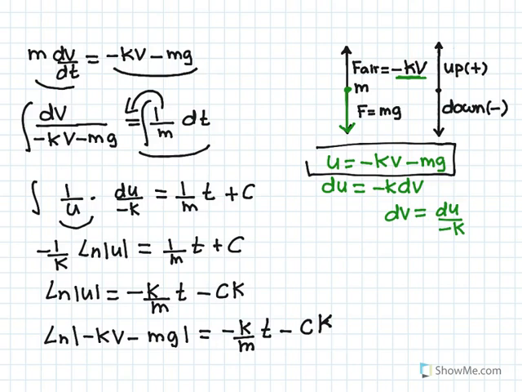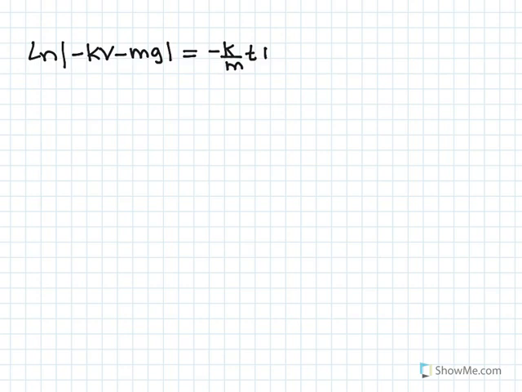Okay, so we have log of minus kv minus mg is equal to minus k over m t. And we have minus ck here, so let's just call it another constant, let's say c2. So plus c2, where c2 is equal to minus ck.